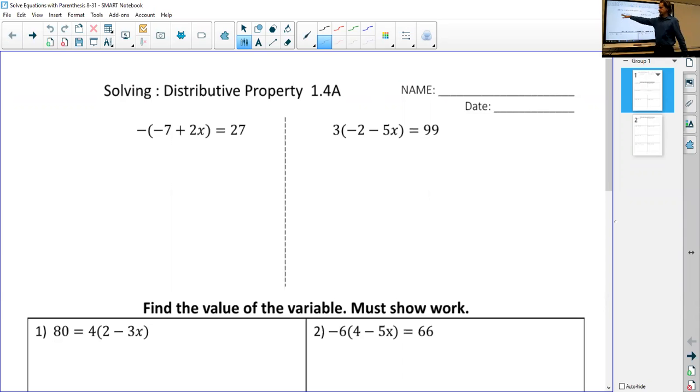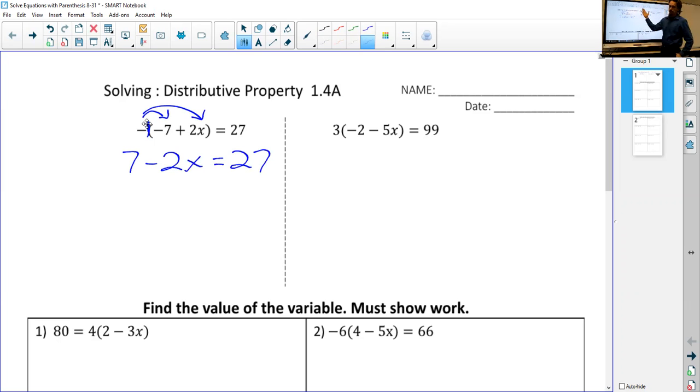So if you just see a negative all by itself, we know it's just going to change the sign of everything inside the parentheses. If you have a hard time wrapping your head around that, remember we can put a 1 here. So we can say that's really negative 1, and then we can distribute that. So negative 1 times negative 7 is positive 7. Negative 1 times 2x is negative 2x. Bring the rest down. So you can see all that negative did is made the negative a positive, made the positive a negative.